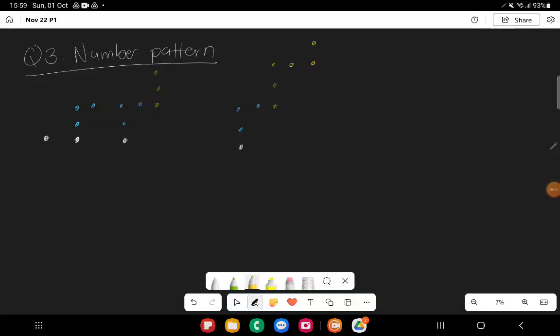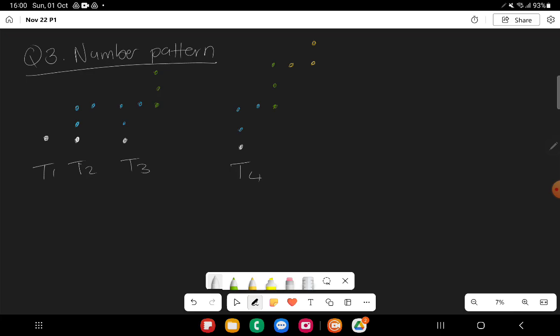Right, so November 2022, paper 1, question 3, number patterns. I've drawn the image on the screen and I actually used colors to differentiate what's different from term 1, term 2, term 3, and term 4. So this is term 1, term 2, term 3, and term 4. Term 1 is white, and then term 2 adds blue, term 3 green, and term 4 adds yellow.